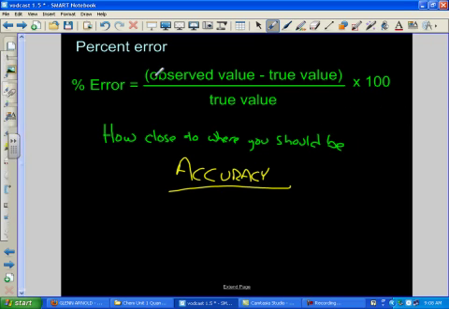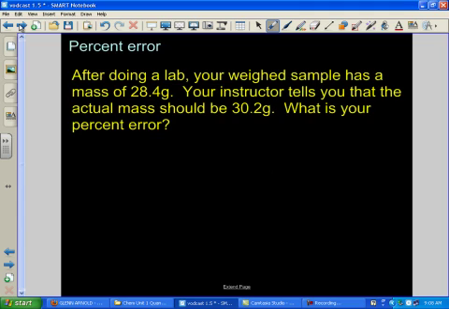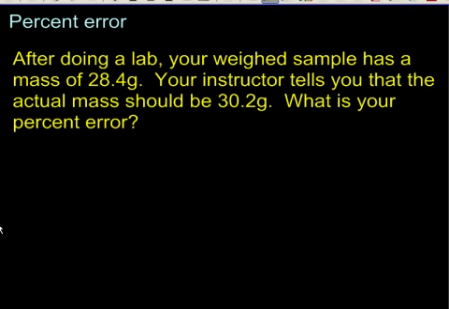So we're going to work a little sample here just to see how this works. It's pretty simple. We'll work through several of these in class. So here's the question. After doing a lab, your weighed sample has a mass of 28.4 grams. Immediately, you should go in on that. Whenever it says your, or it actually is what you measured in the lab, that's the observed. Your instructor tells you that the actual mass should be 30.2 grams. What is your percent error? So that 30.2 then, that's the actual or the true value. You have to have both of those things.